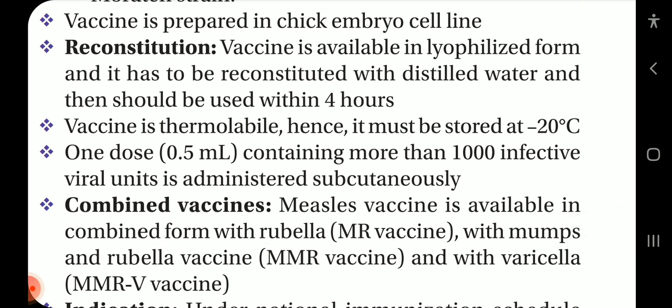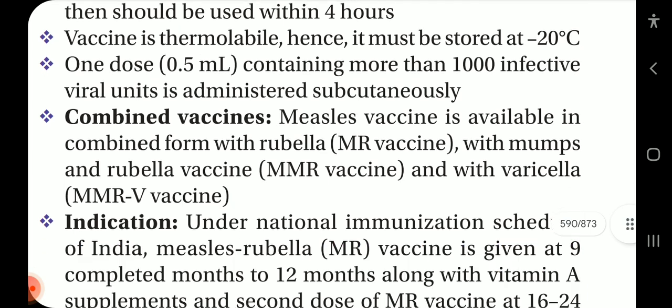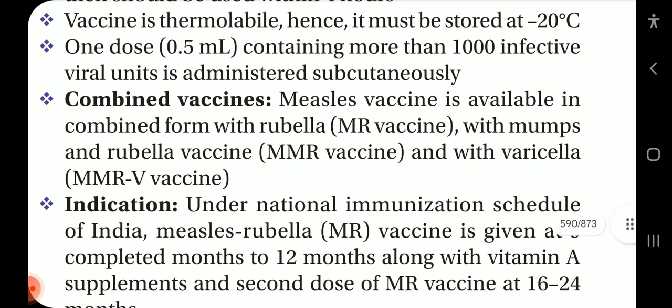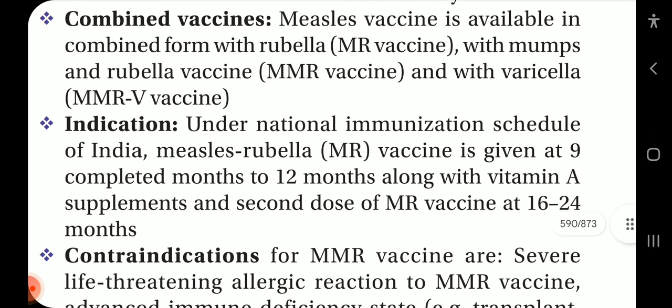Reconstitution: vaccine is available in lyophilized form and it has to be reconstituted with distilled water and then should be used within 4 hours. Vaccine is thermolabile, hence it must be stored at minus 20 degrees Celsius. One dose of 0.5 ml containing more than 1000 infective viral units is administered subcutaneously. Combined vaccine: measles vaccine is available in combined form with rubella, MR vaccine, with mumps and rubella, MMR vaccine, and with varicella, MMRV vaccine.